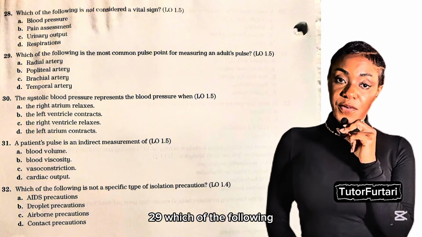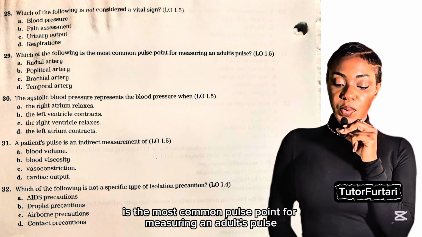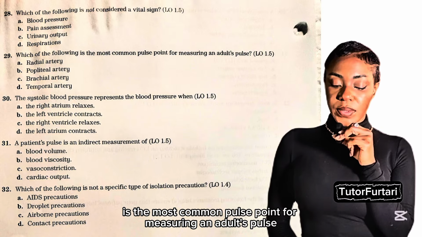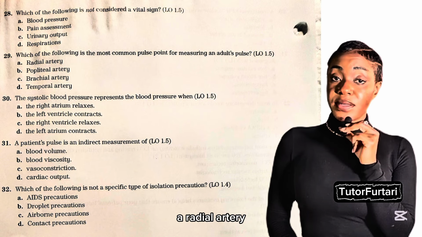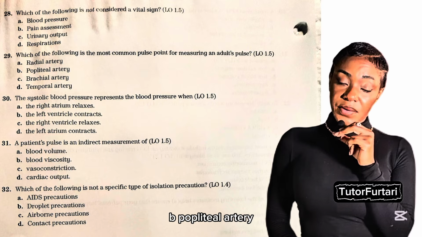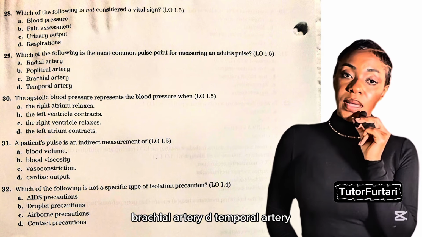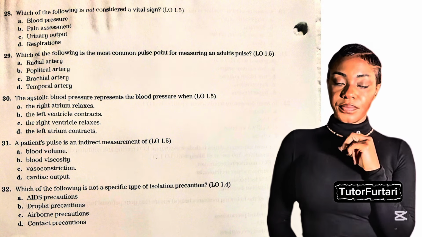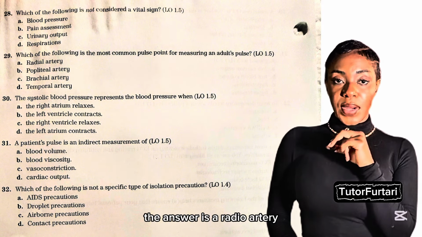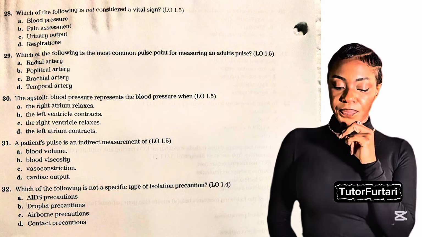29. Which of the following is the most common pulse point for measuring an adult's pulse? A. Radial artery. B. Popliteal artery. C. Brachial artery. D. Temporal artery. The answer is A. Radial artery.